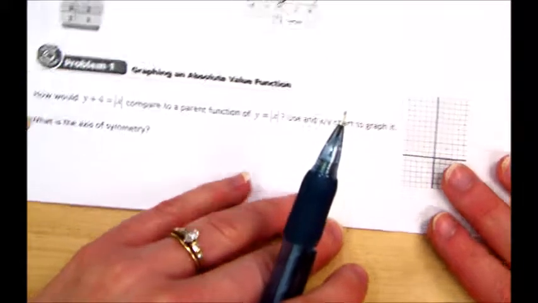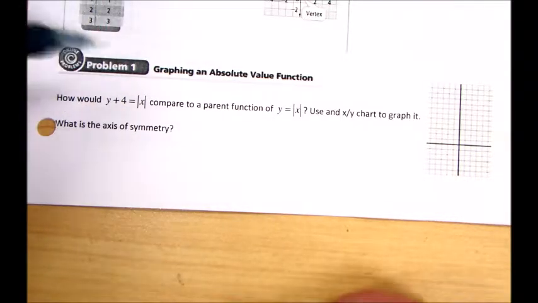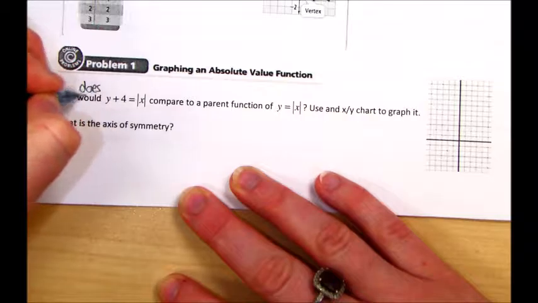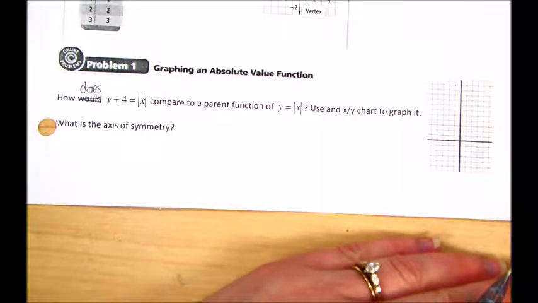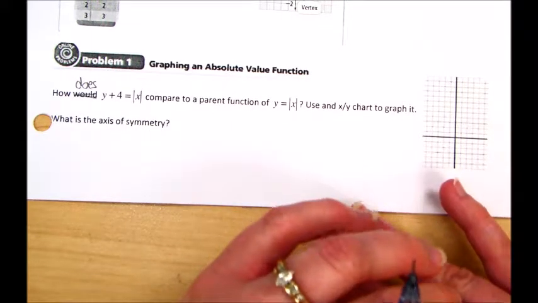Problem 1. How would you graph... or that should say, how does this equation, I'll fix that on yours, how does y plus 4 equals absolute value of x compare to the parent function of y equals absolute value of x? Use an XY chart to graph it.